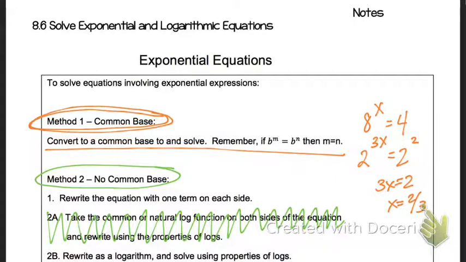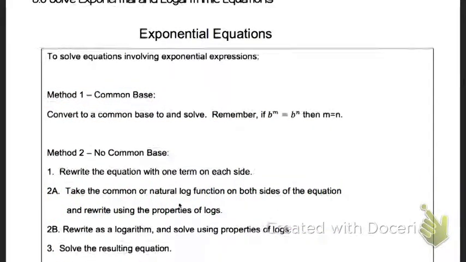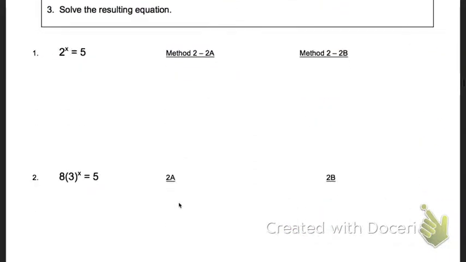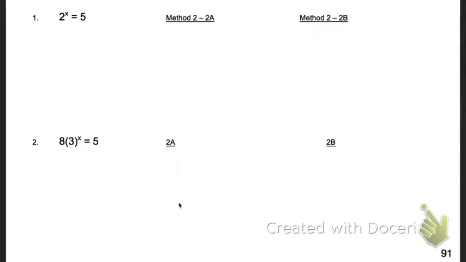And so this just takes some examples to get to know what I'm talking about. So even like the 2a, 2b thing, you can just cross those out. I don't really like all that. We're just going to solve it the way we know how. So if you have 2 to the x equals 5, then I'm going to change it to logarithmic form. Log base 2 of 5 equals x. And I'm just going to leave it like this.